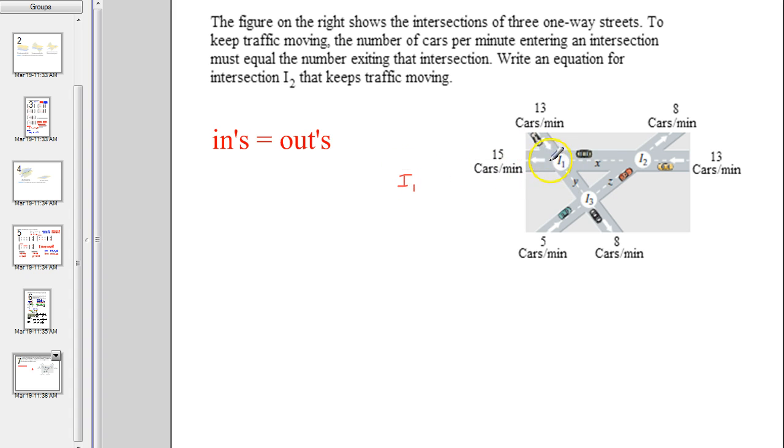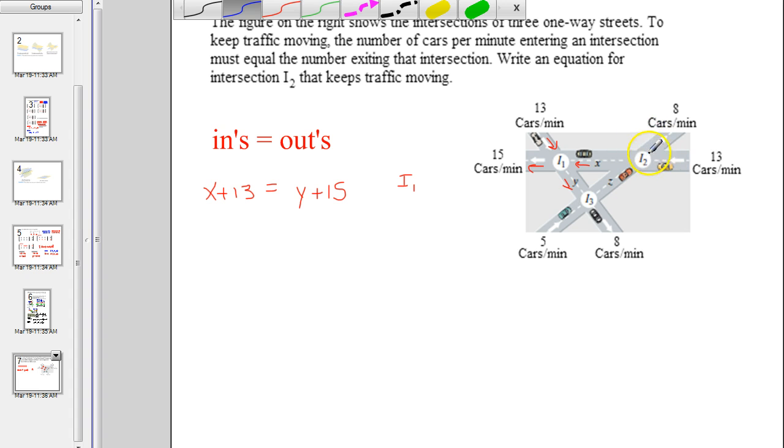So at this intersection, the ins, things that are pointing into the circle, is this road, which is 13, and actually x, because this is a one-way road going this way. So x plus 13 are the ins, and then that's equal to the outs pointing out of that intersection because of the way the roads are oriented, is this 15 right here, and then whatever y is. So y plus 15. Alright, and now let's go to the next intersection, this one right here.